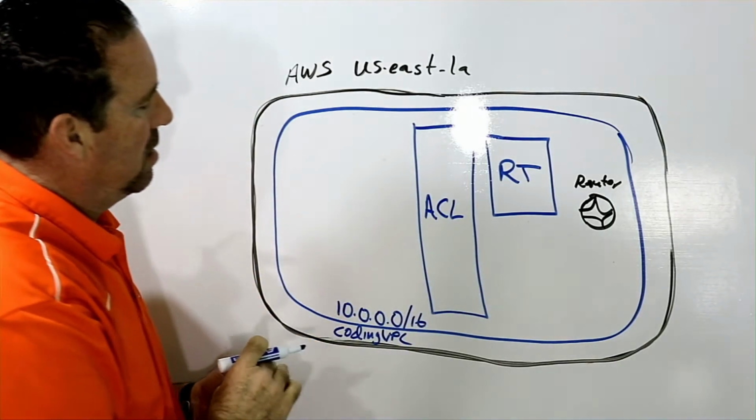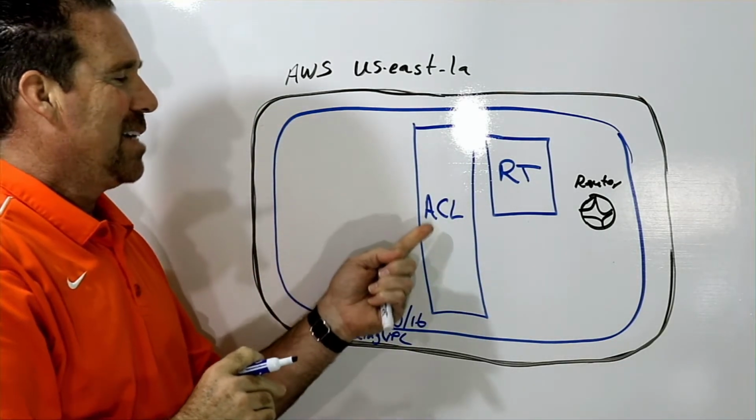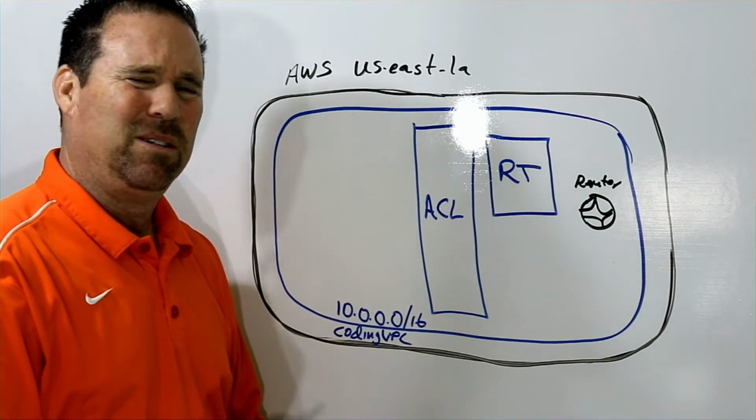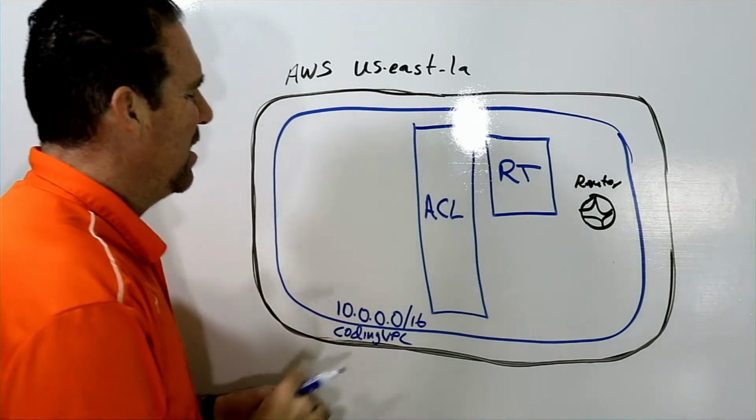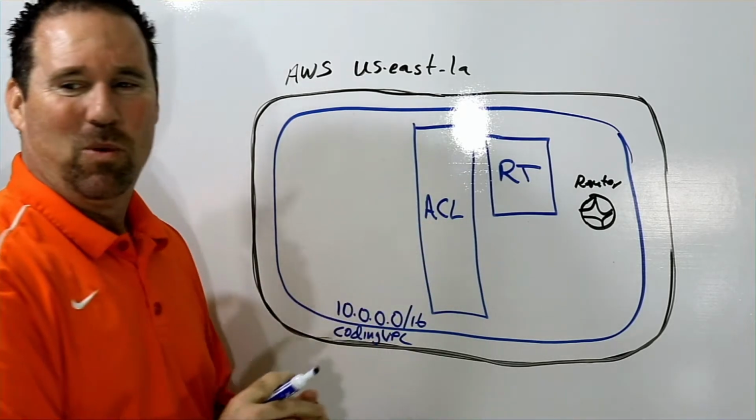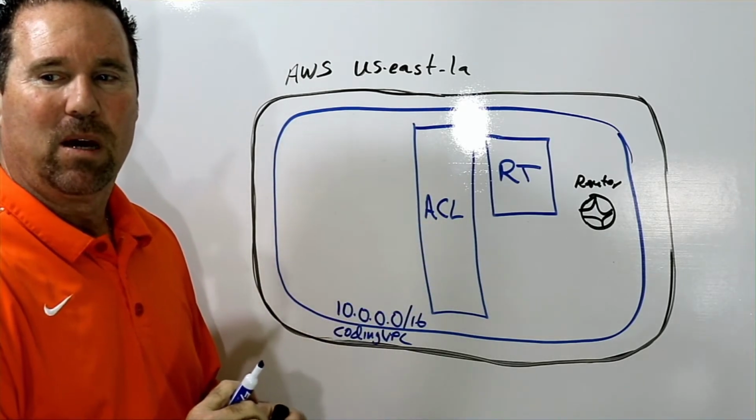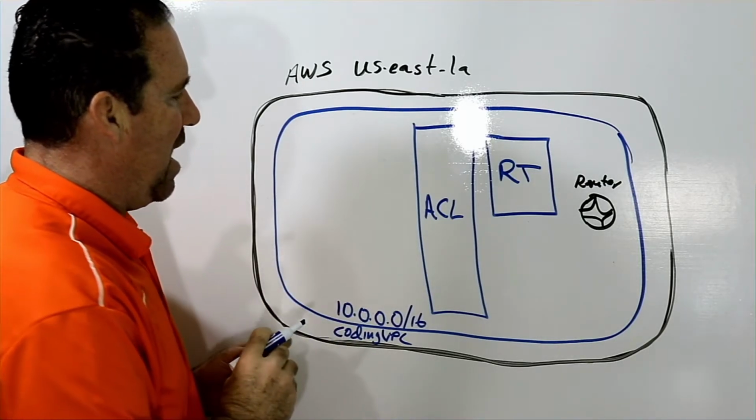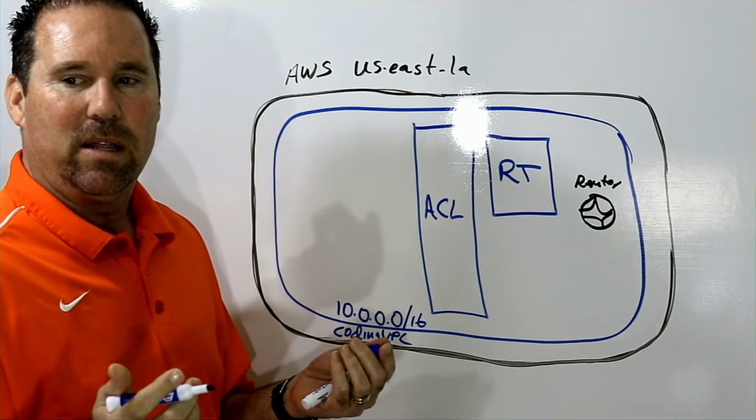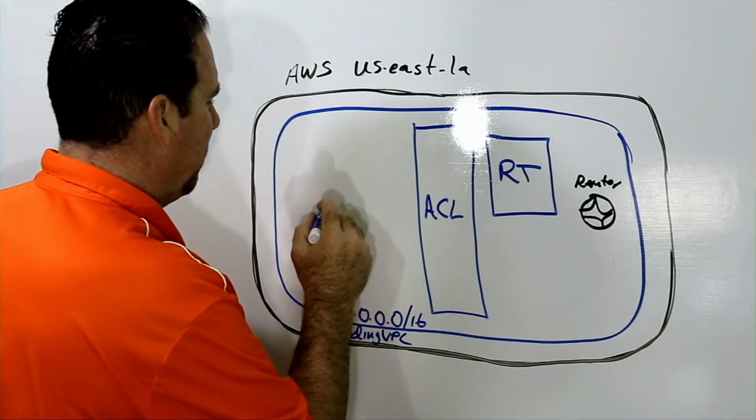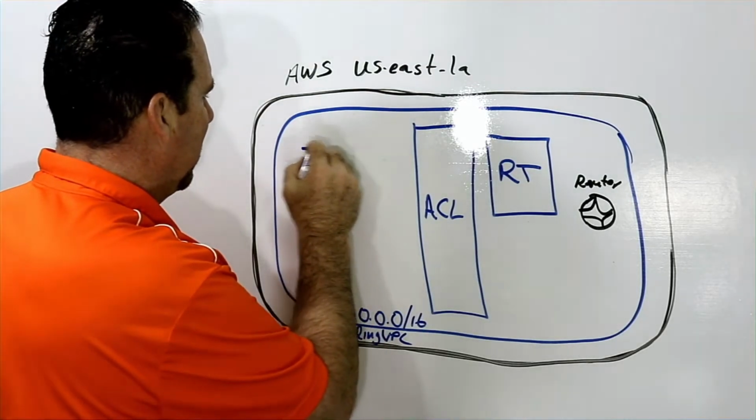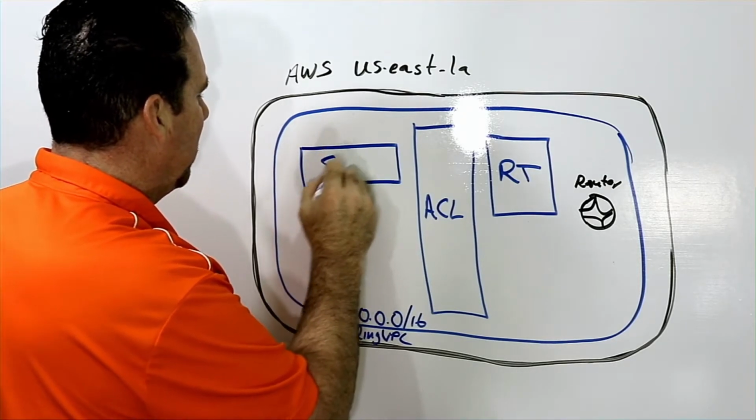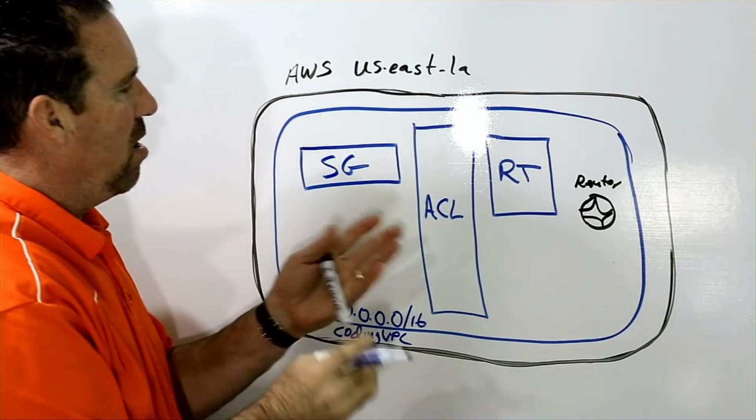ACL. Okay, access control list. I finally got it. Sorry, access control list. All right, so an access control list was created, just one of them. And then the next thing that was created was a security group. So let's just put a security group in here, and I'll just put SG. So that's all we have.